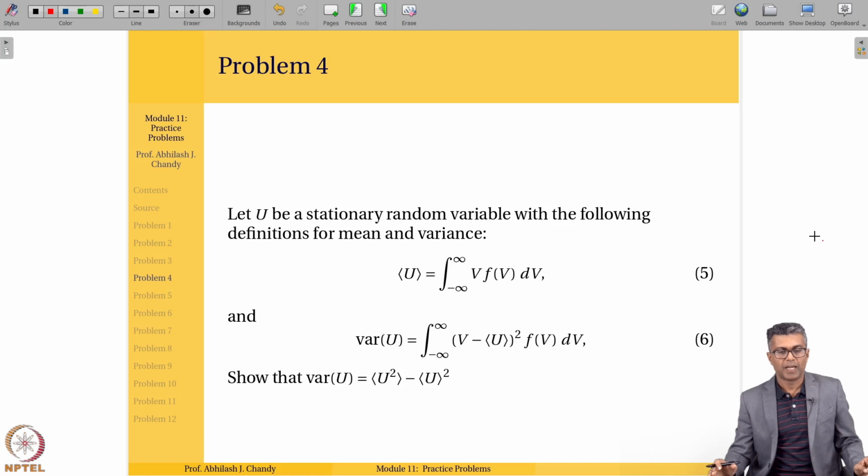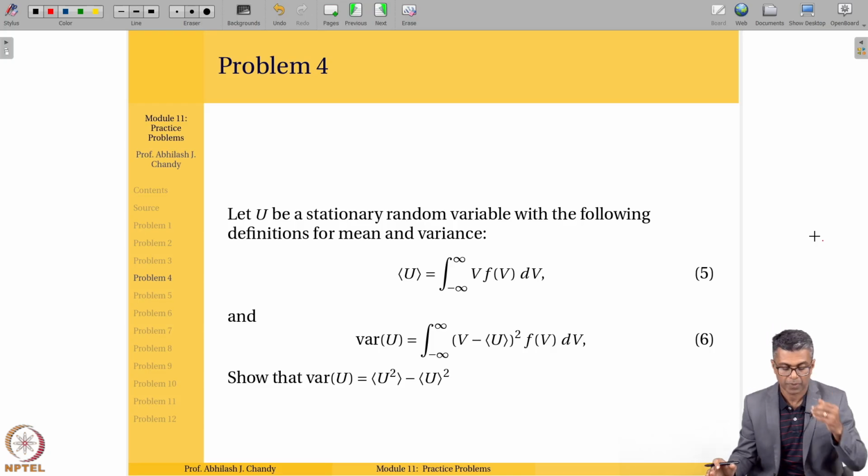Problem number 4. Let U be a stationary random variable with the following definitions for mean and variance. We already knew this. This is the standard definition for the mean and variance using the probability density function. The U mean is the integral from minus infinity to infinity of v times f of v dv, and the variance is the integral from minus infinity to infinity of (v minus U mean) the whole squared multiplied by f of v dv. What you have to show is that the variance of U is U squared mean minus U mean squared.